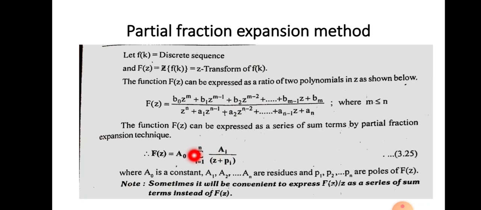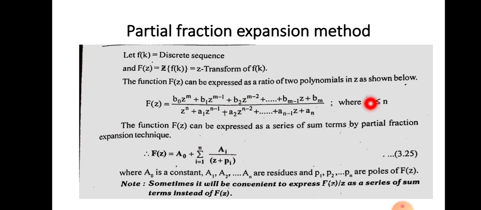That means when we get it in this form, we can easily find the inverse Z transform. Here a0 is a constant, a1, a2 etc. up to an are the residues, and p1, p2 etc. up to pn are the poles. And also in some cases it is better to express this in the form of F of z by z. Then you can easily find the Z transform.